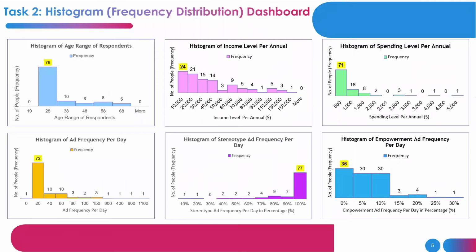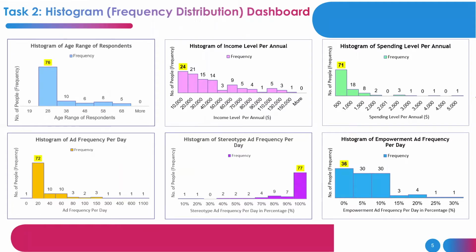This dashboard presents histograms of frequency distribution. The majority, or 76 respondents, are aged between 19 to 28. 24 respondents are earning between $10,000 to $20,000. It shows a downward slope as income levels get higher. 71 respondents are spending $500 or below each year. 72 respondents encounter around 20 to 40 beauty product advertisements daily.